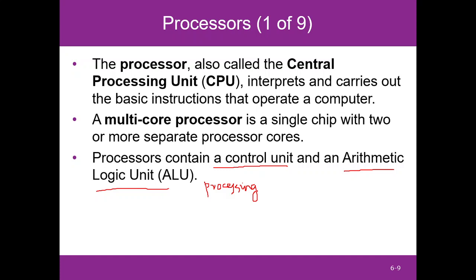So who controls all these processes? Like who controls or manages these processes? That is the control unit of a processor. So every processor contains a control unit and an ALU, or arithmetic and logic unit. ALU carries out all the processing, and control unit carries out all the control, the sequencing of all these steps and what needs to be done and when it needs to be done. So all this is managed by the control unit.